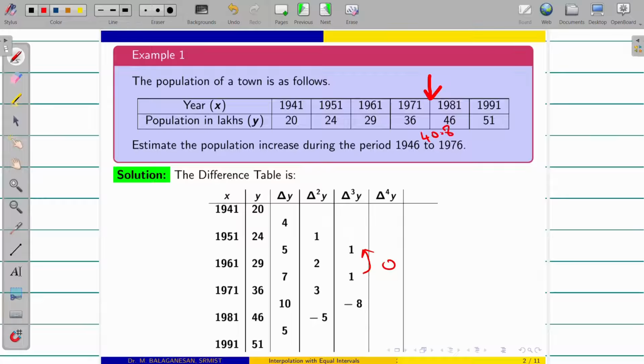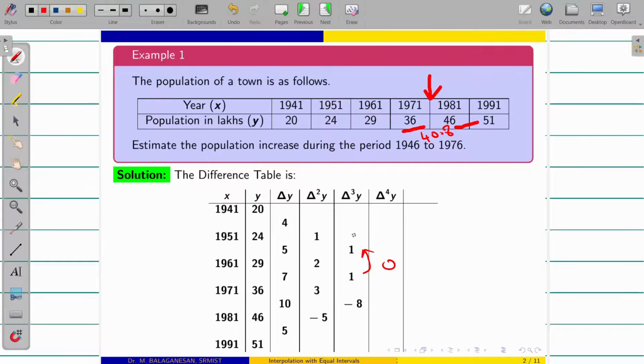Can you see this? Do you identify now my clue? What is the clue I'm going to give now? Yes, exactly. 1971 is 36 lakhs. 1981 is 46 lakhs. Obviously, if you're finding between that year, it should be lying between 36 to 46. Yes, it's lying at 40.8. It is exactly, our answer is right.